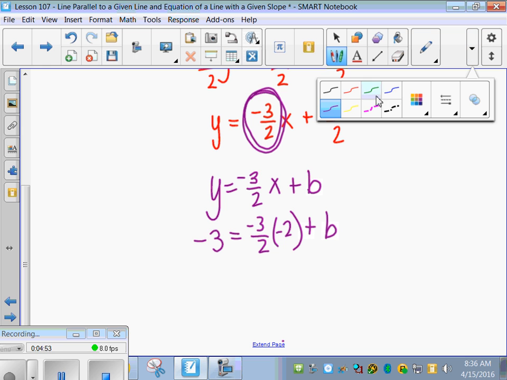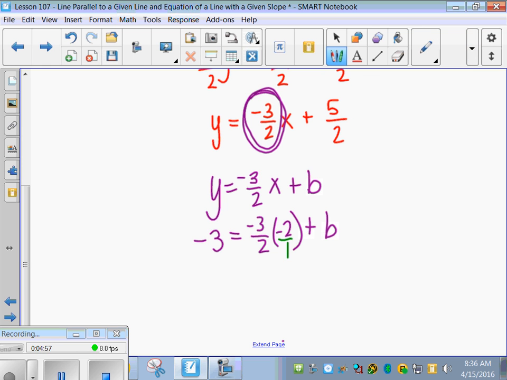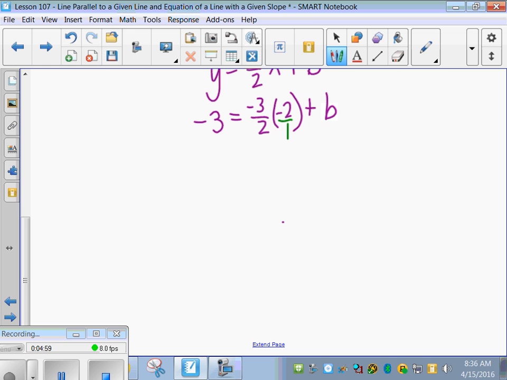All right, these two things multiply together right here. This means multiplication, so I'm going to put this over 1. If it's a whole number, put it over 1. The 2 goes into 2 once, and 2 goes into negative 2 negative 1 times, so we can cross cancel there. And then negative 3 times negative 1 is positive 3.